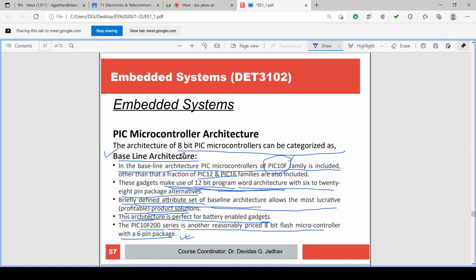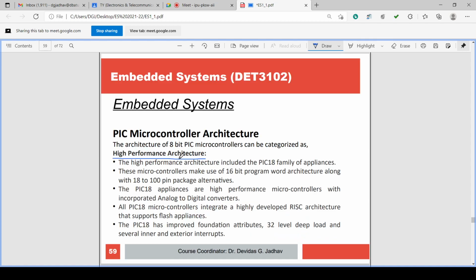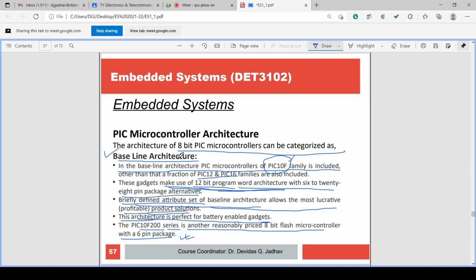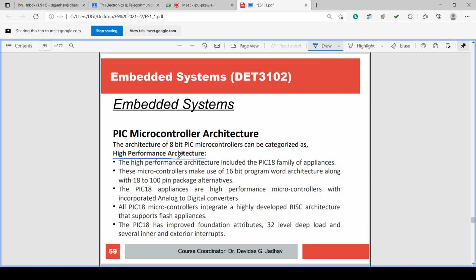Baseline includes PIC10F, PIC12, and PIC16 with a 12-bit program word architecture. Mid-range is PIC12 or PIC16 with a 14-bit program word architecture. And high performance is PIC18. The high performance architecture includes the PIC18 family.